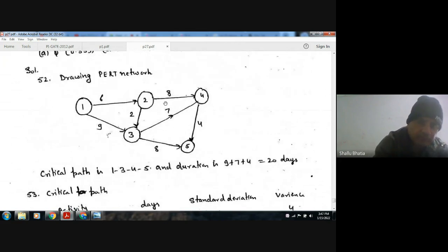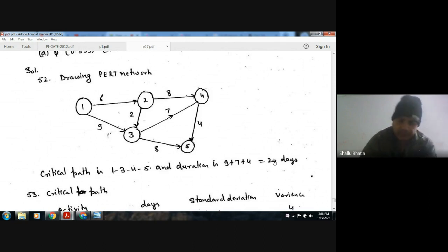From this we calculate the durations. So this is 9, and 9 plus 7 is 16, and this is 4, so 16 plus 4 is 20 days. Here 8 plus 6 plus 8 is 22, and here 9 plus 8 is 17. So the maximum duration will be along 1, 3, and 4. So this will be the critical path.